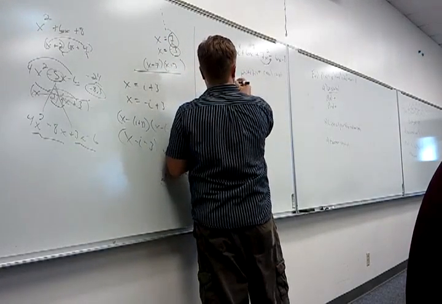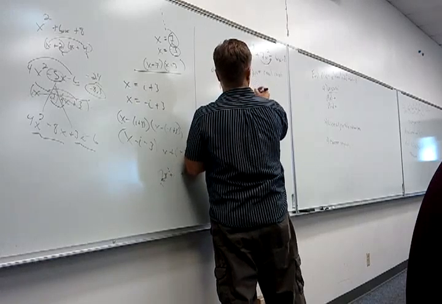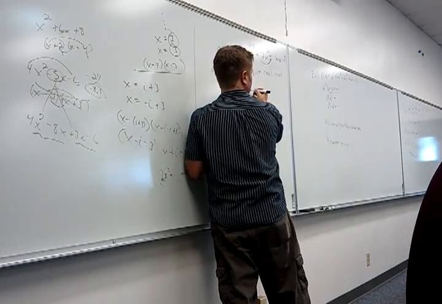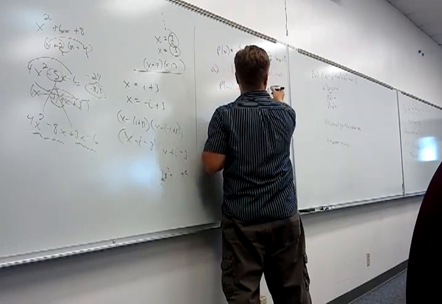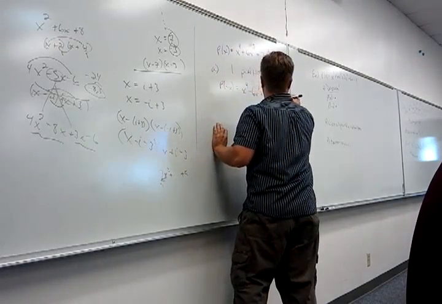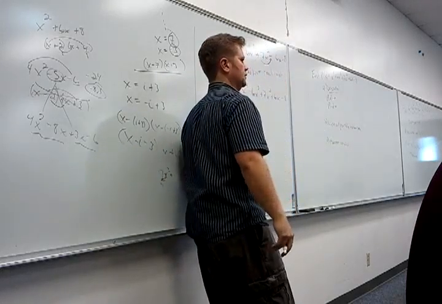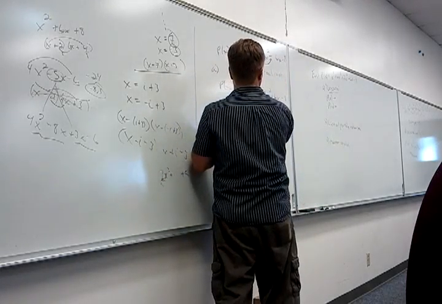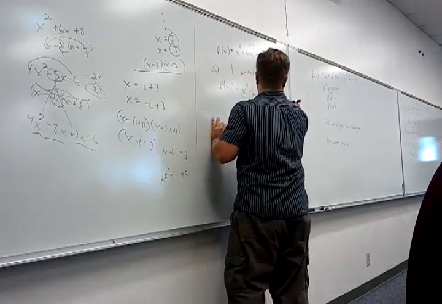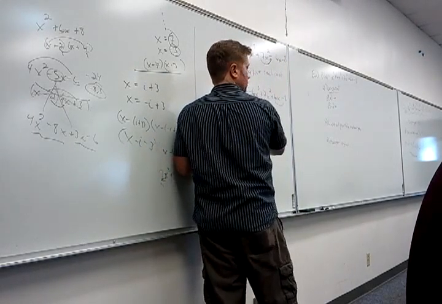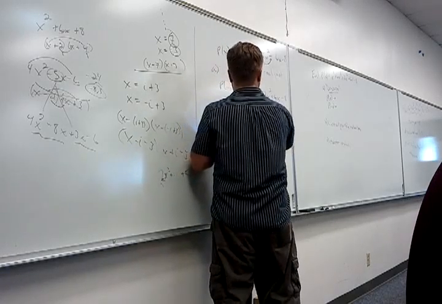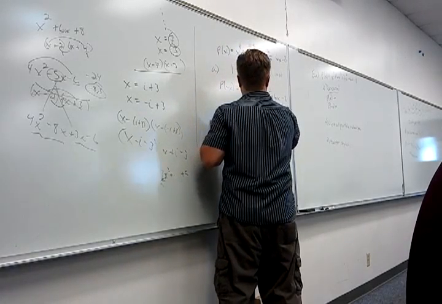What is p of negative x? How many changes in sign do you see there? 3. Yeah, 1, 2, 3. Cool. So what does that mean? There could be 3 negative real roots. 3 or 1 negative real roots.